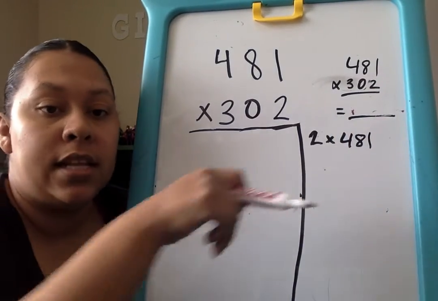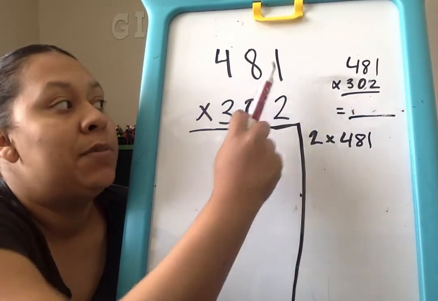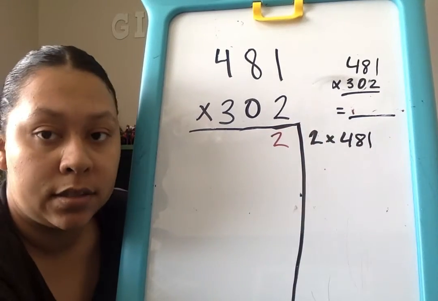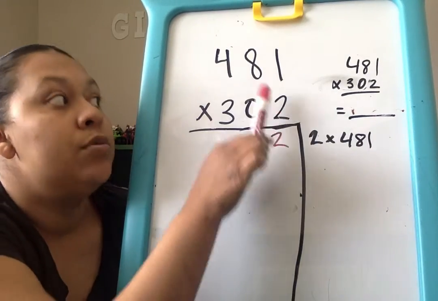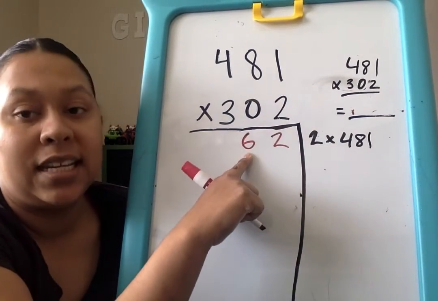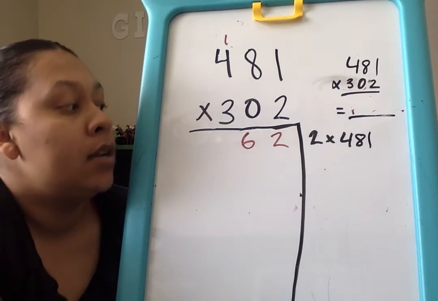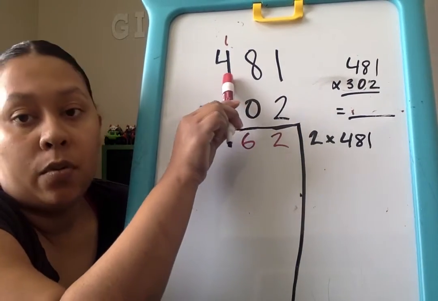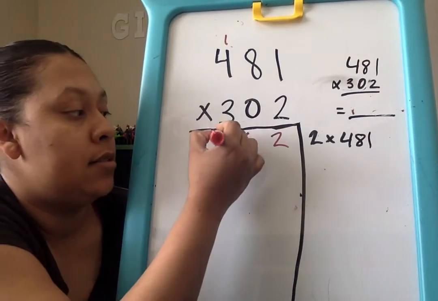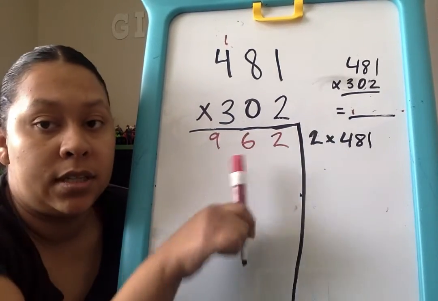So just like the last time, we have 2 multiplied by each digit. So 2 times 1 is 2. So 2 in that first blank box. Now 2 times 8, which is 16. So 6 here. Carry your 1 over into the 100 place. That's your remainder. So now 2 times 4, 8. 8 plus 1, 9. So 9 right there. So 962 is our first partial product.